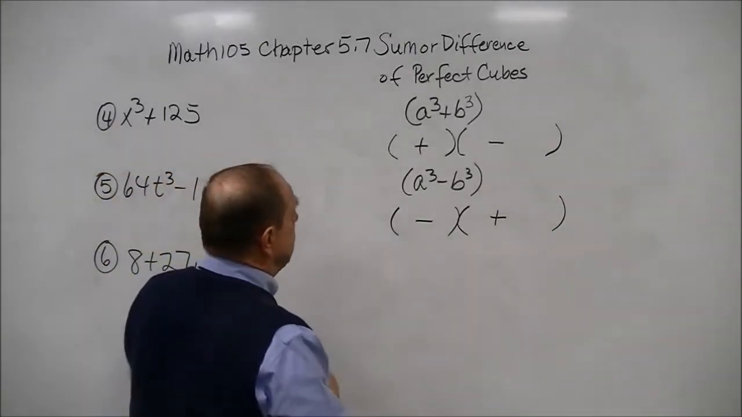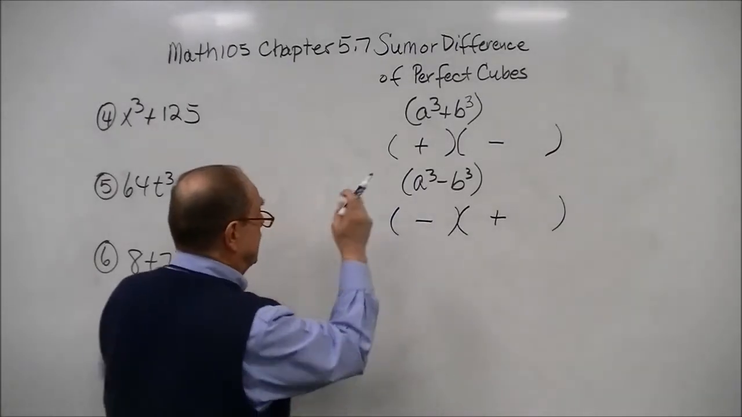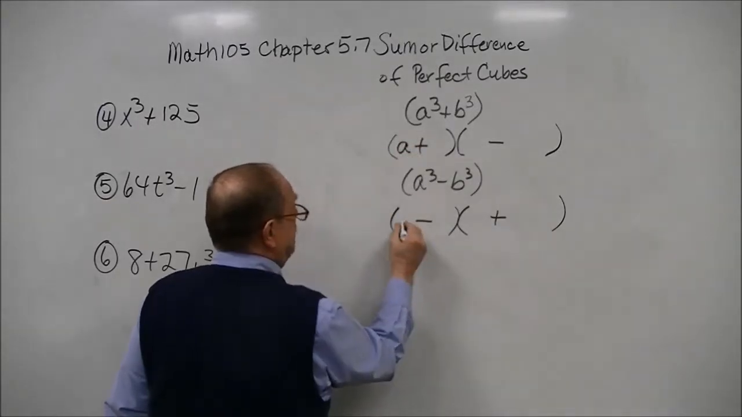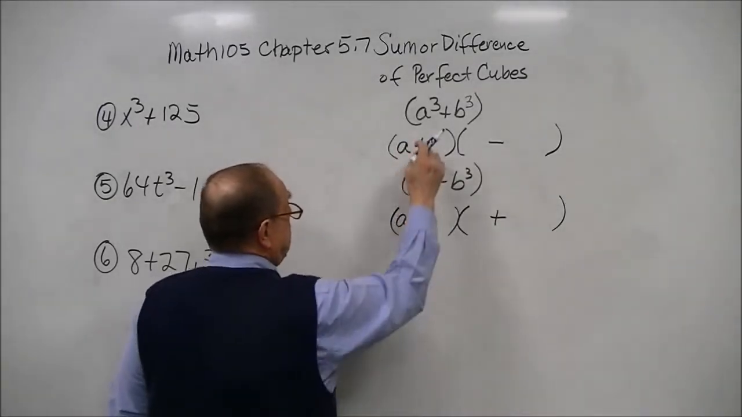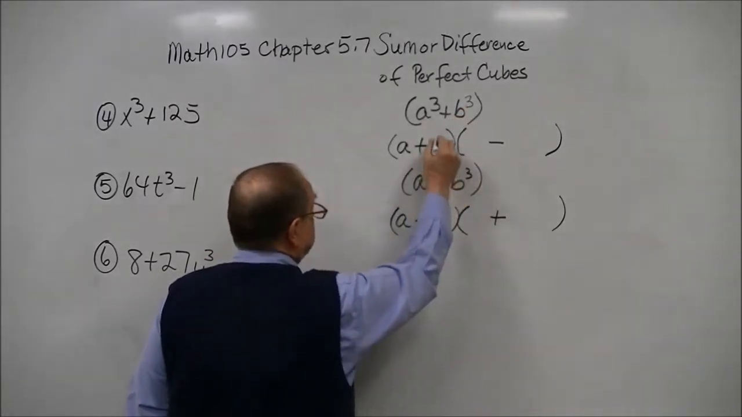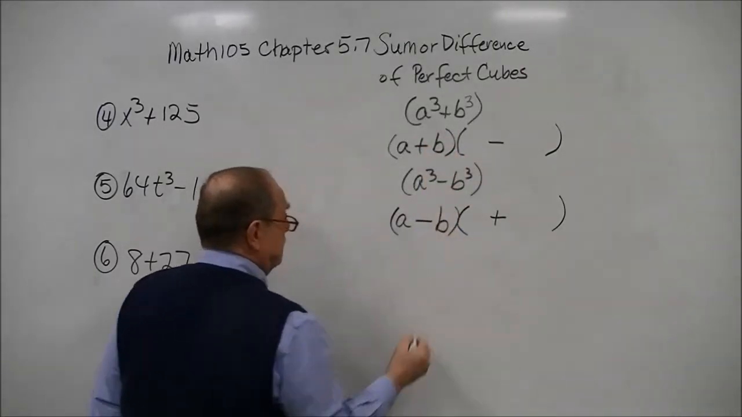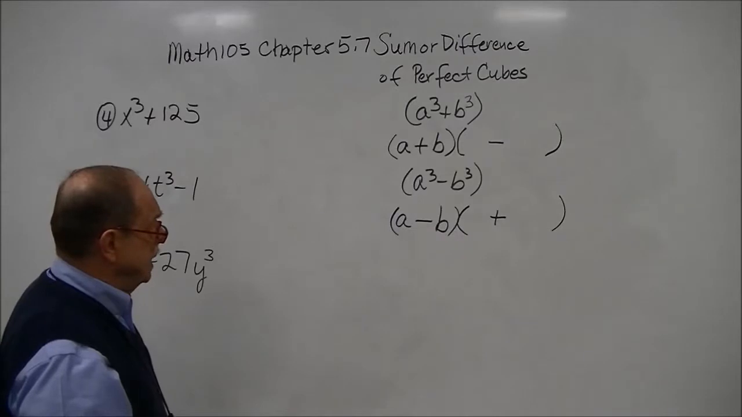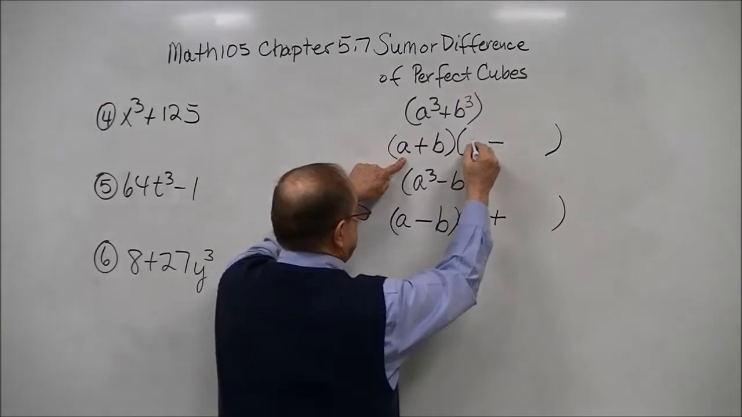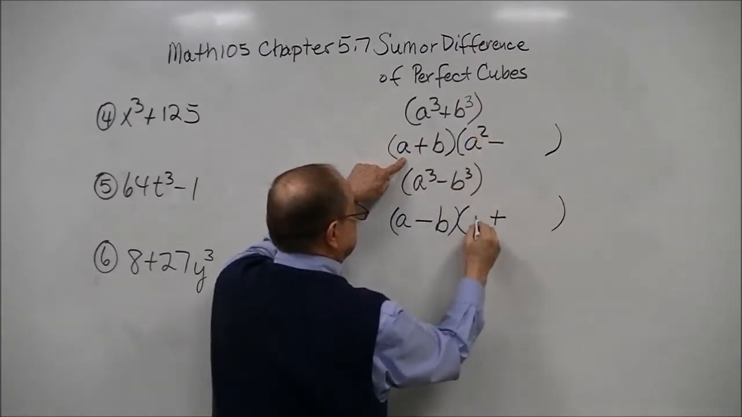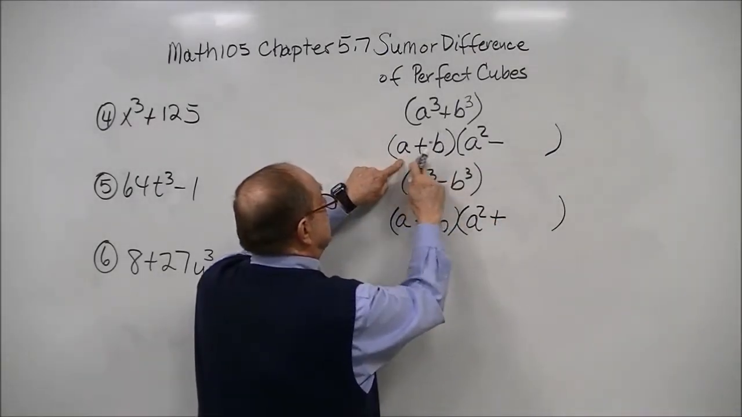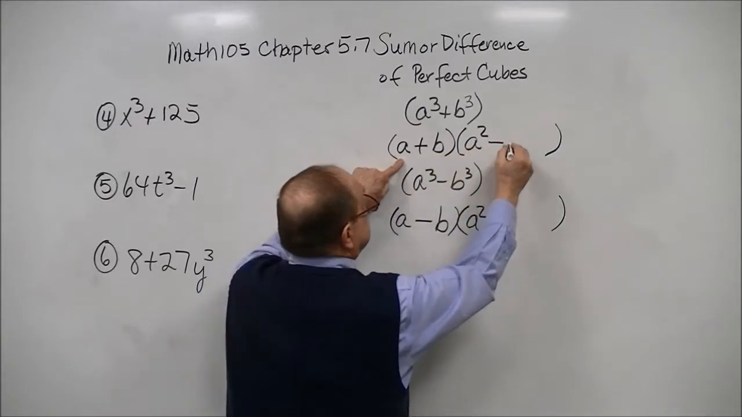Now, the next step is take the cube root of a to the third, which will be a, in both places. Take the cube root of b to the third, which will be b. Now the next part is you square this first term, that goes right here. You multiply these two terms together, and that gives you an AB.